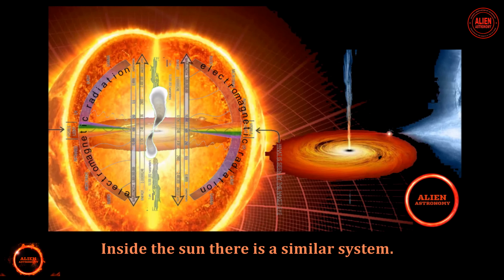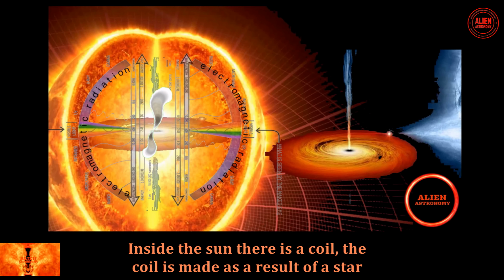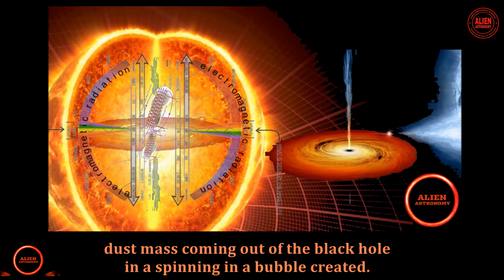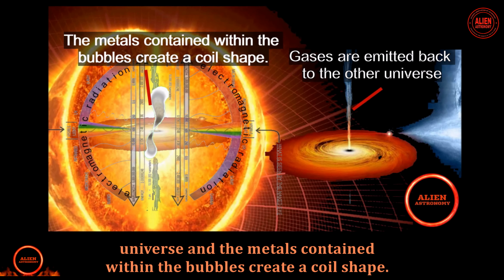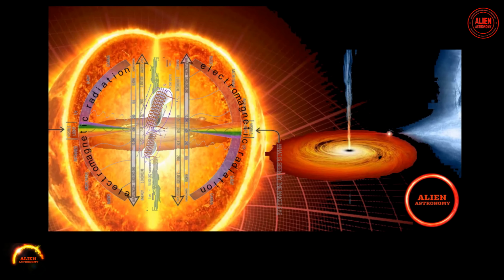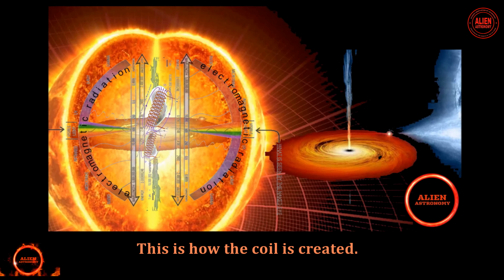Inside the sun there's a similar system. Inside the sun there is a coil. The coil is made as a result of a stardust mass coming out of the black hole and spinning in a bubble created. Gas and fuel are burned inside the bubbles, gases are emitted back to the other universe, and the metals contained within the bubbles create a coil shape. This is how the coil is created.